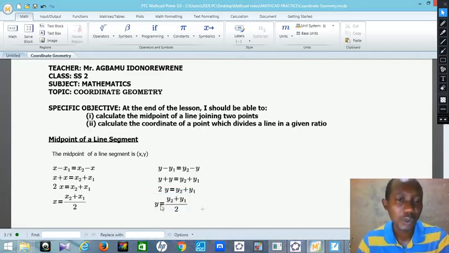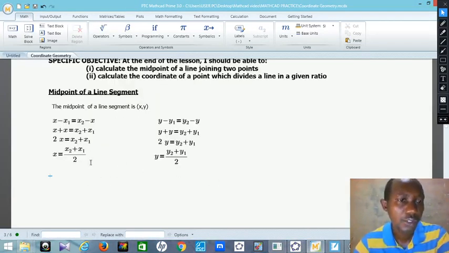So these are the coordinates. If you want to put the final answer, so if you are asked to solve the midpoint of any line, with these two coordinates you can get your result. All you need to do is to solve for the x coordinate first, then solve for the y coordinate, then put both results in a bracket so you get your midpoint.